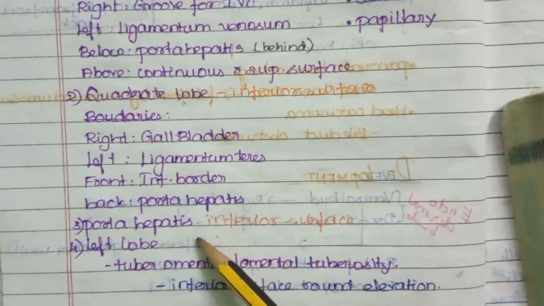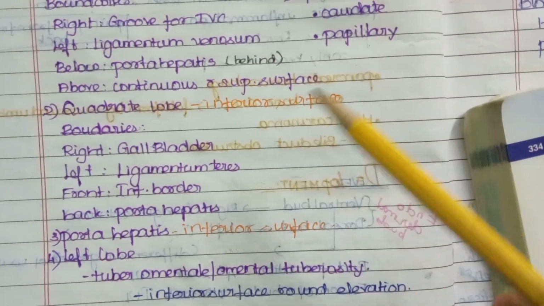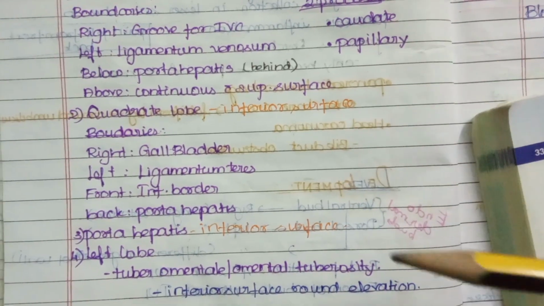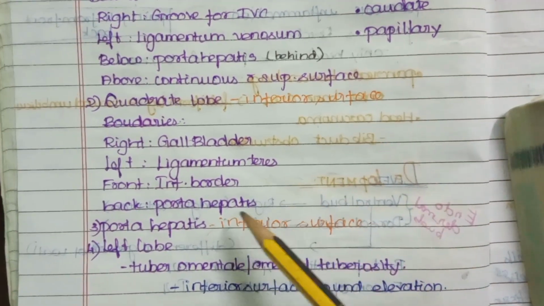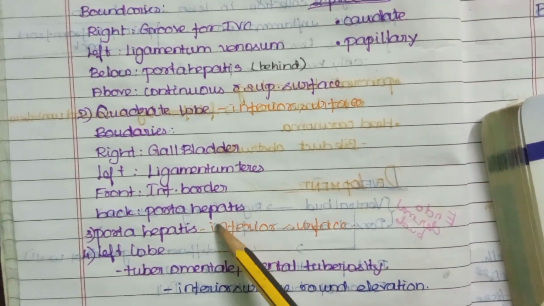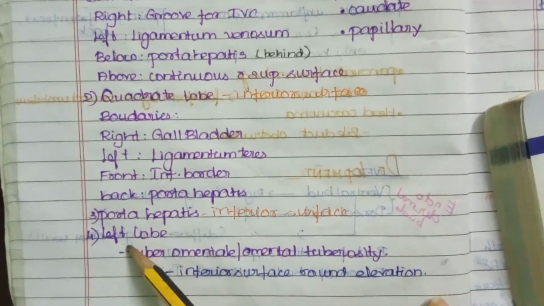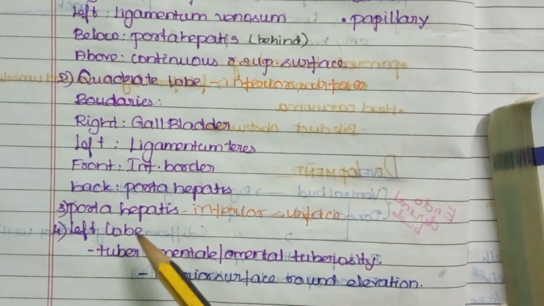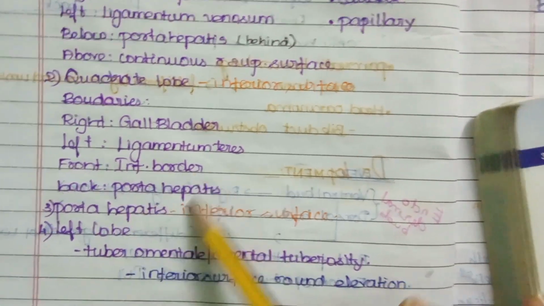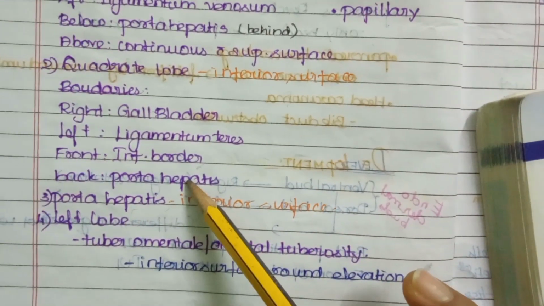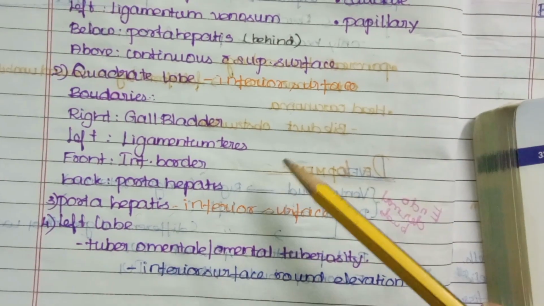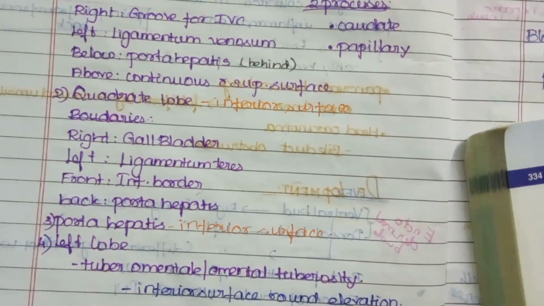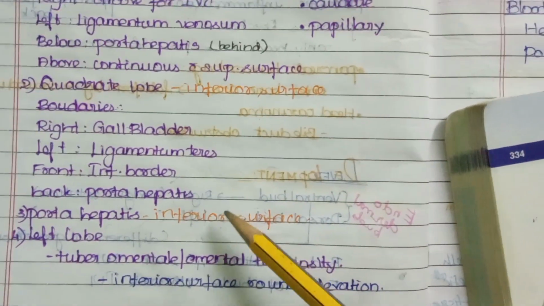Next, porta hepatis. It is a structure through which structures leave and enter the liver, right? It is located in the inferior surface. It also has some clinical importance. Next, left lobe. It has one region called the tuber omentale or omental tuberosity. It looks like a round elevated region on the inferior surface of the liver.